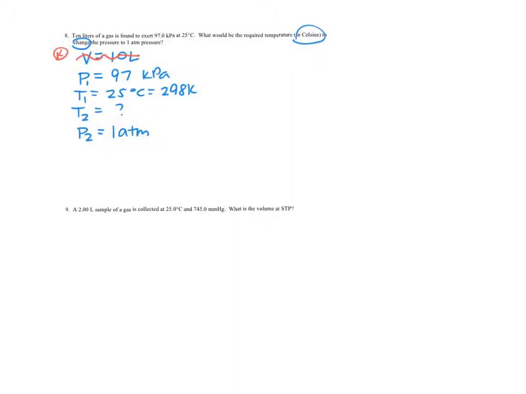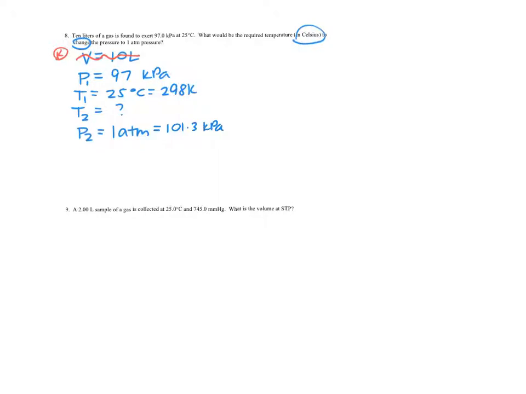I'm going to notice my rule is being violated. The first pressure is in kPa, the second pressure is in ATM. Again, it doesn't matter what you change, but go with the easiest one. The easiest one would be the ATM to kPa because you don't even have to do any math. You just know that 1 ATM equals 101.3 kPa.